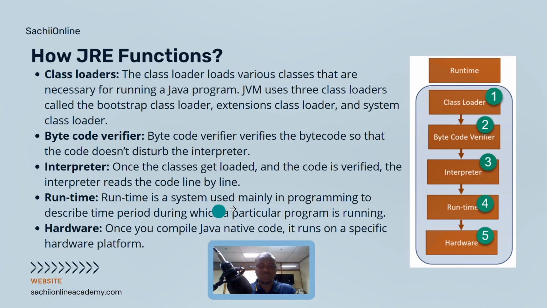Runtime is a term used mainly in programming to describe the time period during which a particular program is running. So the runtime is when the program is running. And then we have the hardware. Once you compile Java native code, it runs on a specific hardware platform. So this is the JRE. You just need it if you are not a developer, or you are a developer but you just want to run a program and not program. That's when you use the JRE.